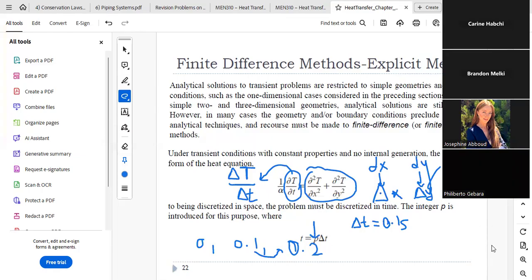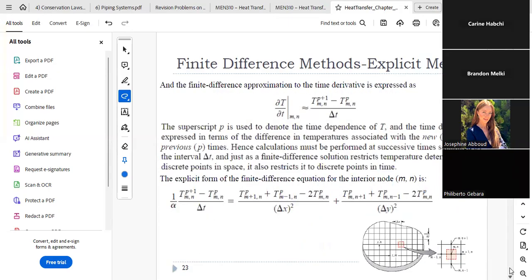Now, how to decide on which delta t to use, or which delta x, delta y, we'll discuss together in the coming slides. So now, also, we can replace the second derivative as we have seen together. So first we replace, as we said, the derivative of temperature with respect to time. And it's equal to T p plus 1.